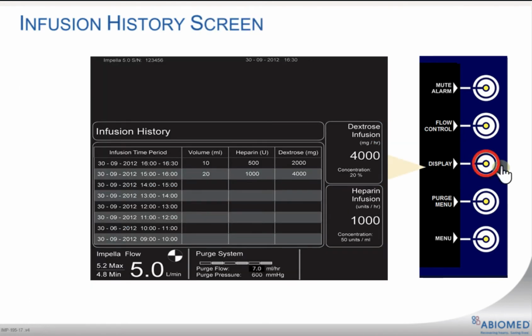The infusion history screen displays the infusion volume as well as the amount of heparin and dextrose infused each hour. The current time period is displayed at the top of the list. The calculations begin when the case start procedure is completed and the flow rate is greater than 0 liters per minute.